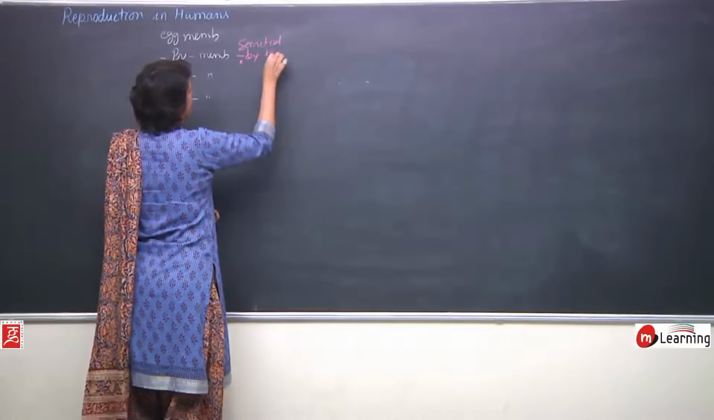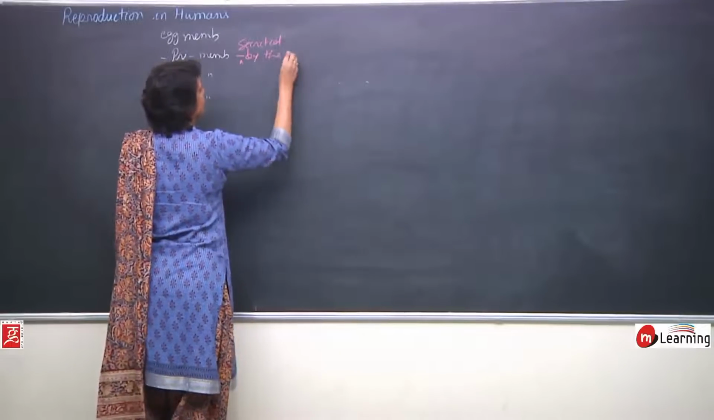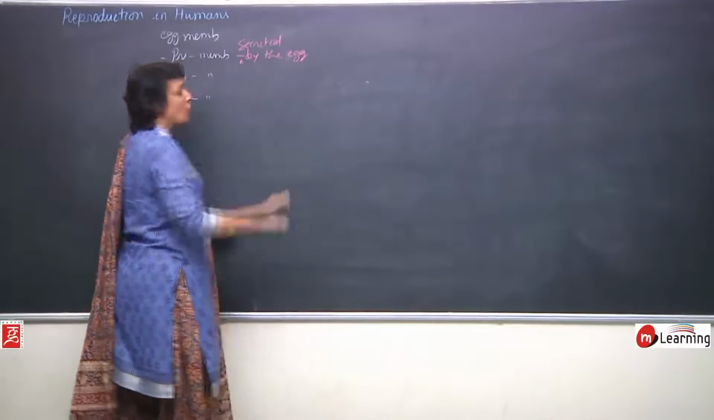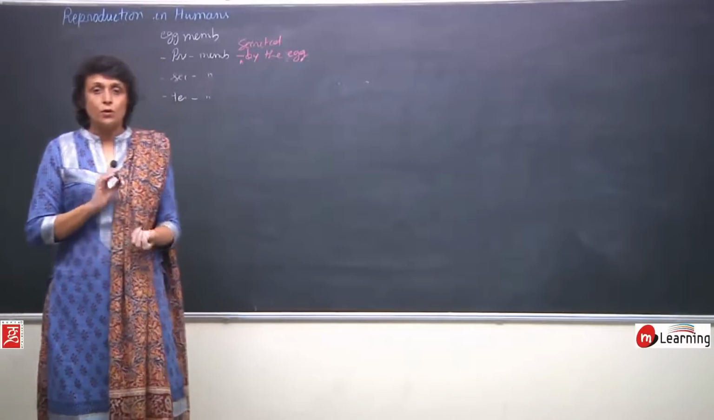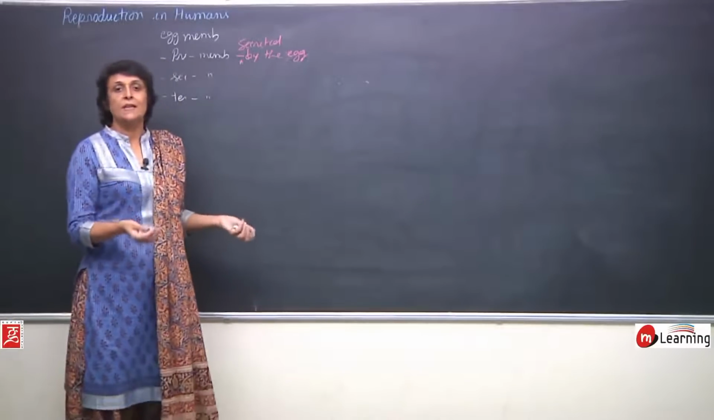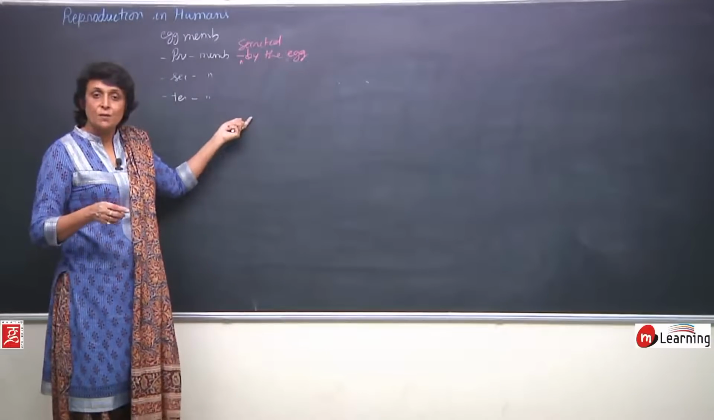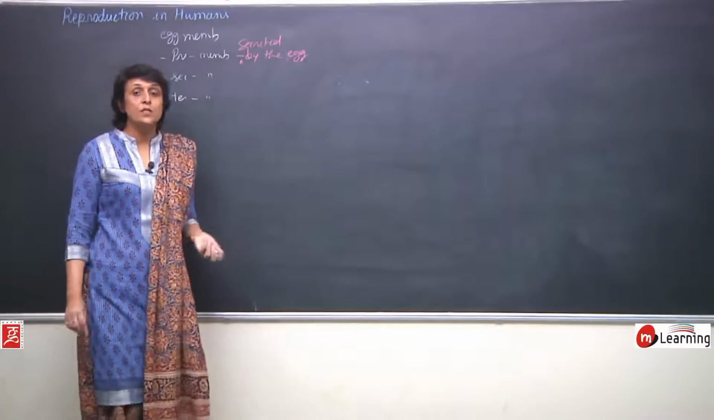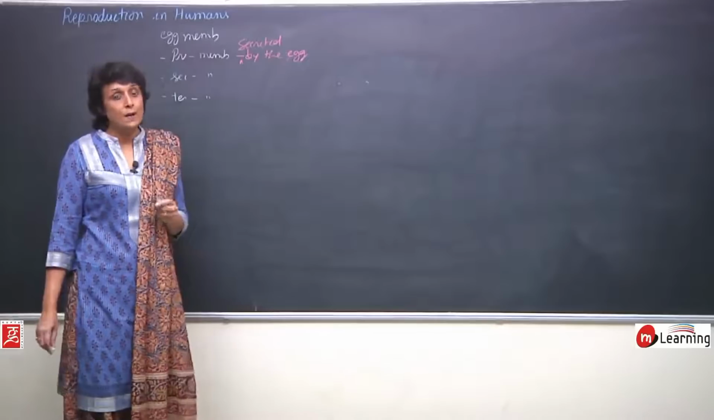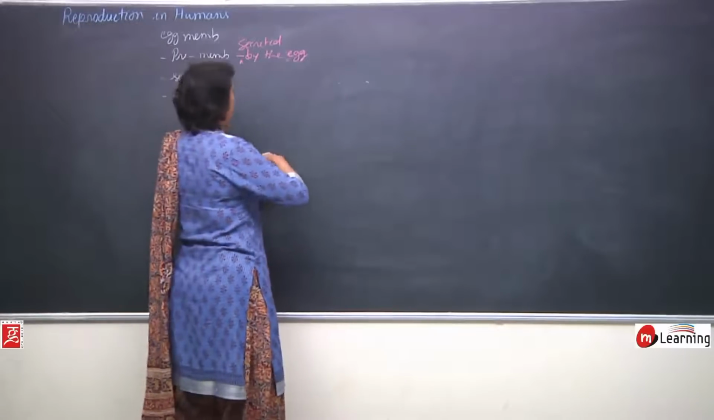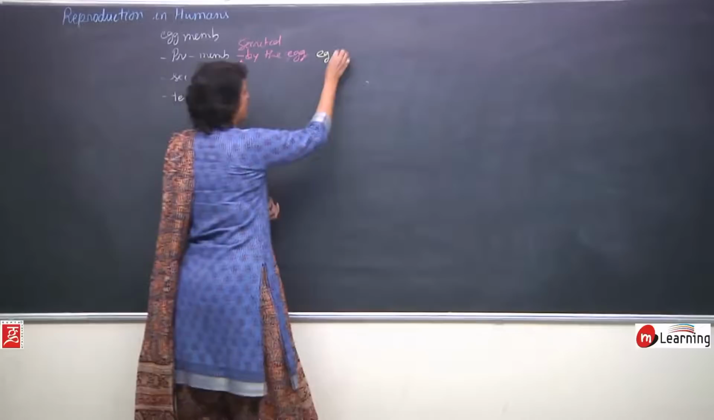Secreted by the egg. So which membrane should be considered as primary? We don't count plasma membrane because that is the basic membrane of any cell. So outside plasma membrane, vitelline membrane, which is secreted during growth phase of oogenesis, that is secreted by the egg. So example of primary membrane is vitelline membrane.